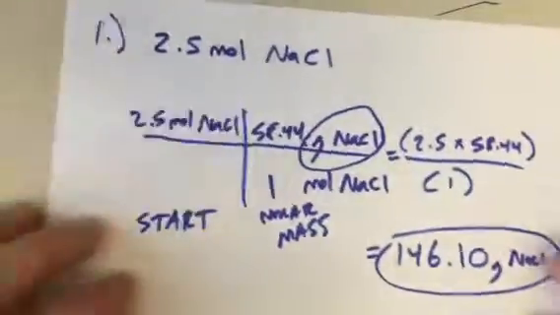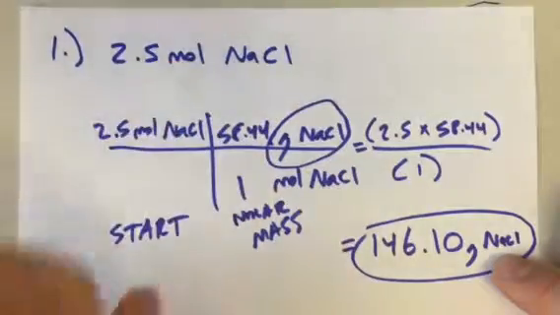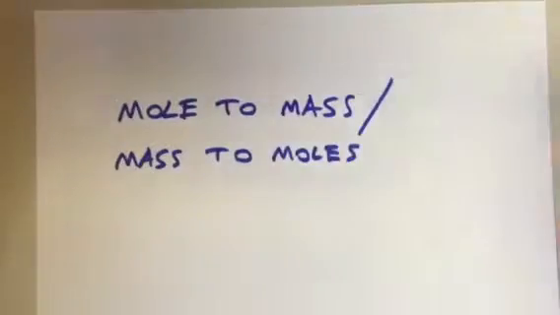That is how you do the whole entire page. It is either going to be canceling moles and going to grams, or starting in grams and going to moles. That is how you do mole to mass and mass to moles.